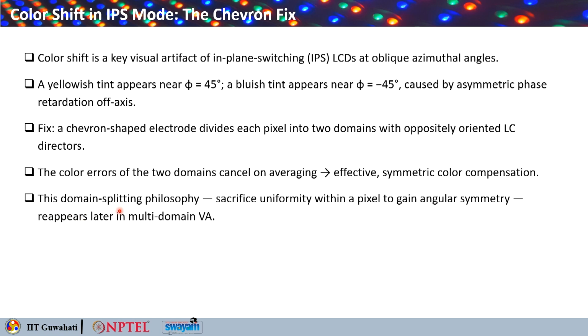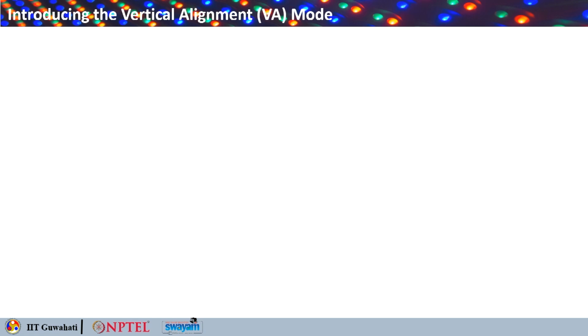It is called the domain splitting philosophy. Though it sacrifices the uniformity within a particular pixel, it allows you to gain the angular symmetry, so it reappears later also in the multi-domain vertical alignment cases. Now with that, we'll move on to a completely different liquid crystal mode, which is called vertical alignment.